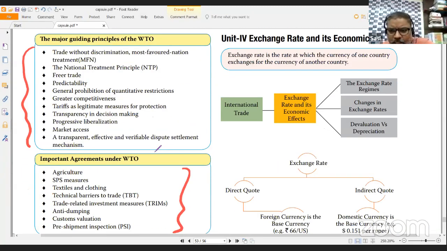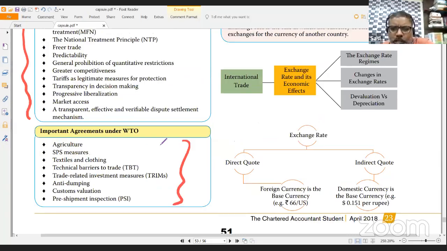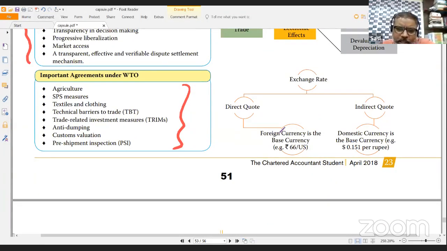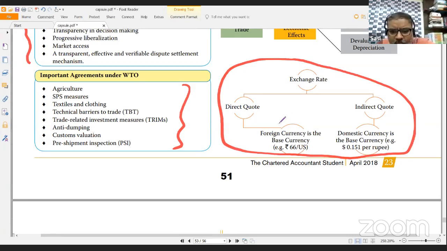And the exchange rate mechanism is one more point in international trade. This is also more or less a finance related area, wherein the exchange rate between two currencies can be expressed as a direct quote or an indirect quote. This is a very important aspect. When we say $1 is 66 rupees, that is a direct quote. That means foreign currency is the base currency. So here, the US dollar is expressed as 66 rupees.